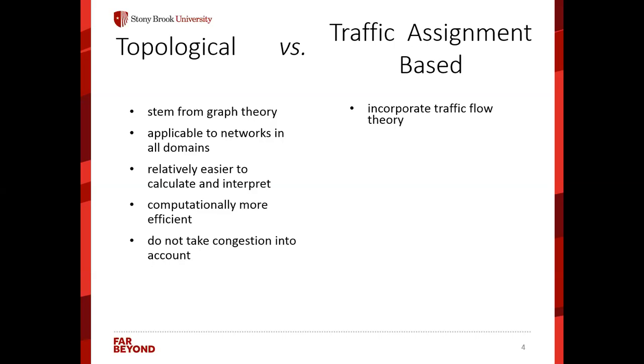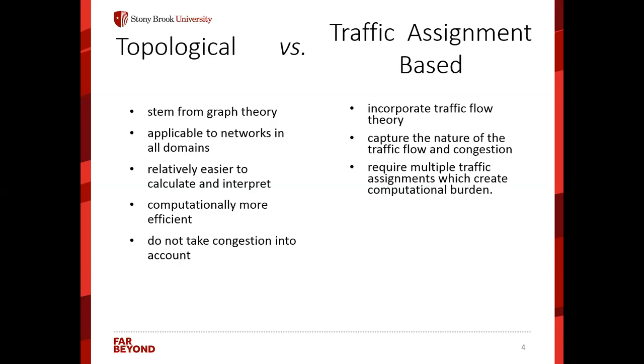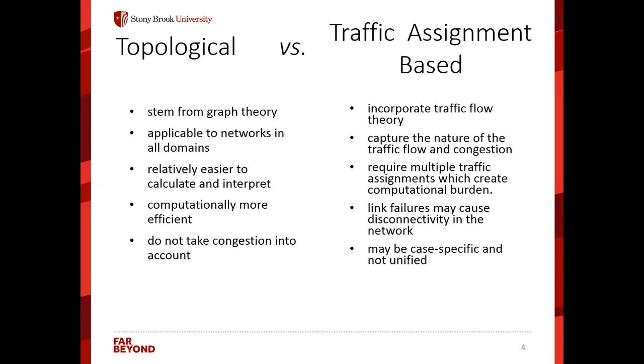And traffic assignment measures incorporate traffic flow theory and capture the nature of traffic, flow and congestion, but then require multiple assignments, the way I explained, and link failures may cause disconnectivity in the network, and then the measures may be case specific and not unified.